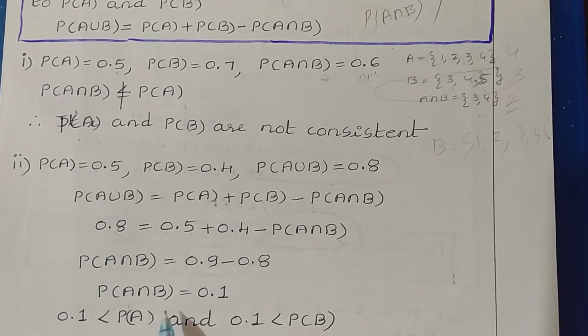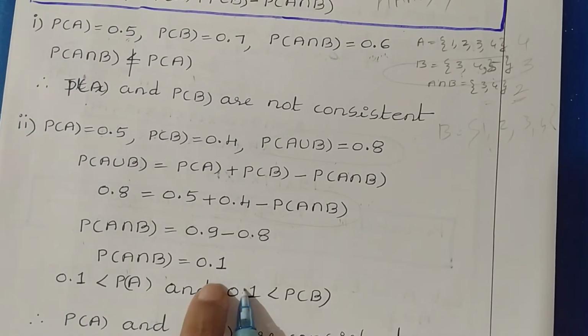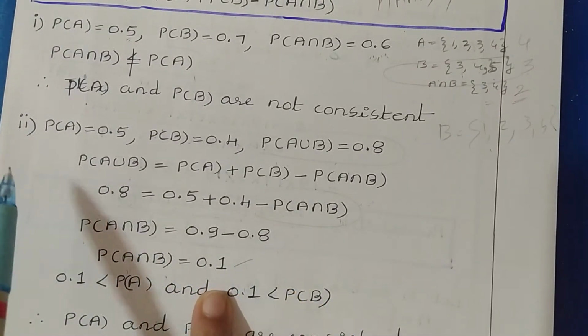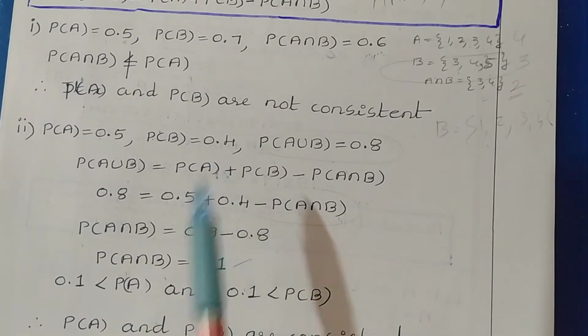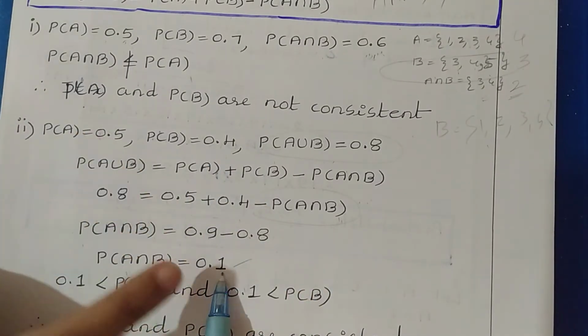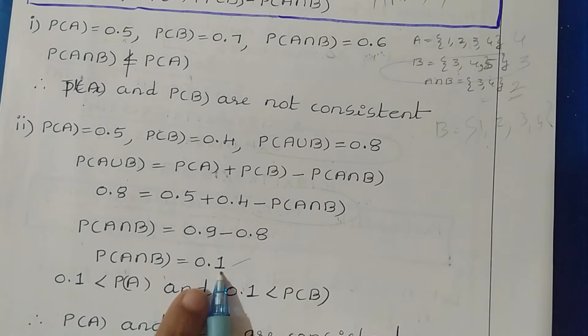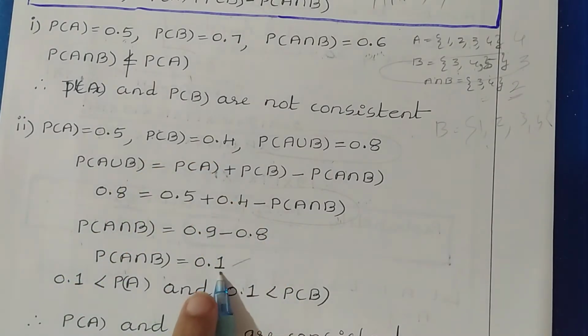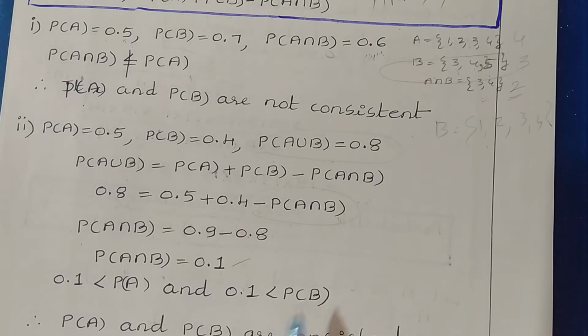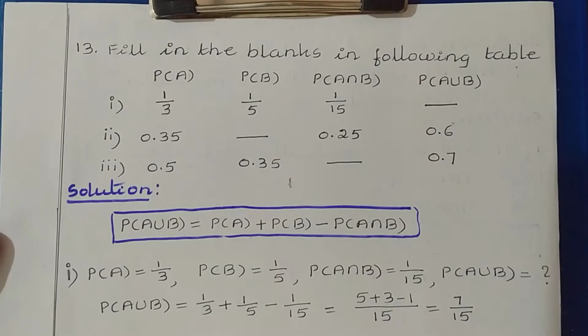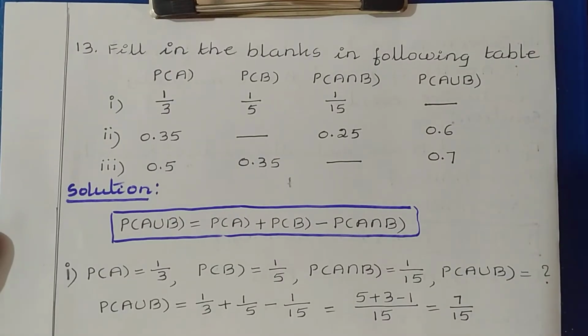So probability of A intersection B is 0.1. Now you compare this value with the probability of A and probability of B. See, this value is less than probability of A as well as less than probability of B. That means here the condition is satisfying. The probability of A intersection B is less than probability of A and B. So we can say that here the probability of A and probability of B are consistent.